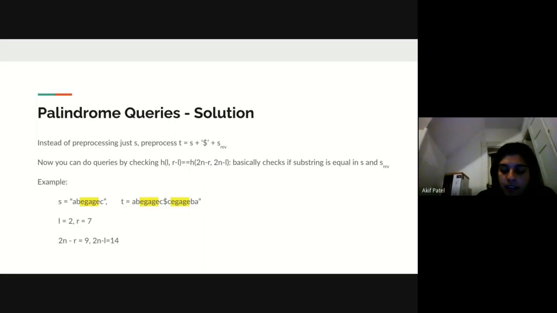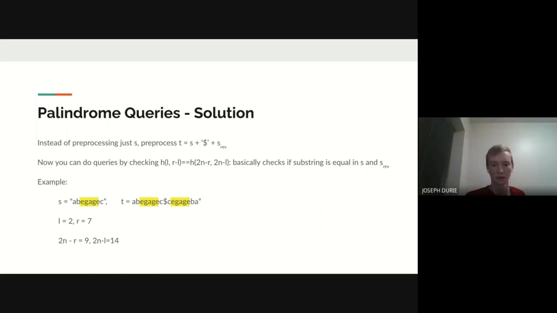This is another very common thing in string problems in general, not just hashing. If you're trying to work with multiple strings, or multiple strings viewed different ways, just smash them together with separators in the middle. And you get to operate on them homogeneously then. It's nice. Any questions on this?